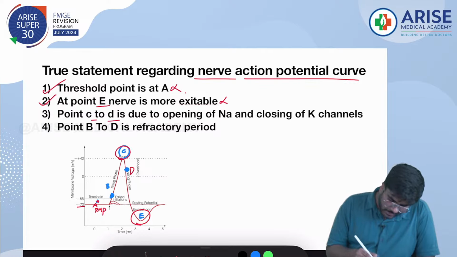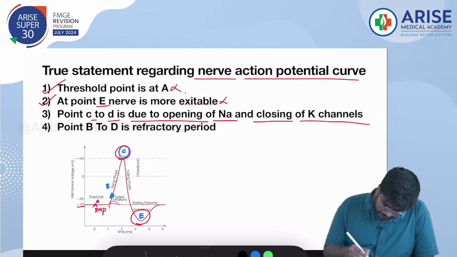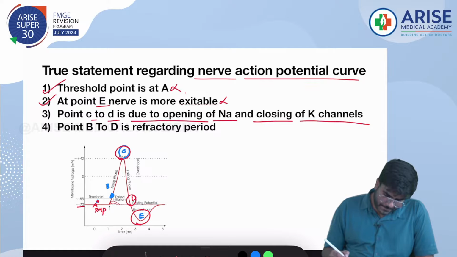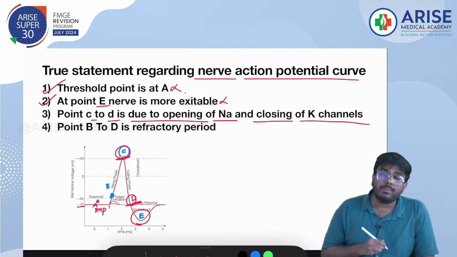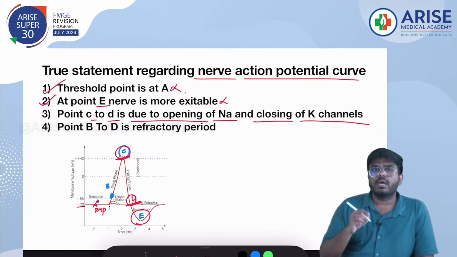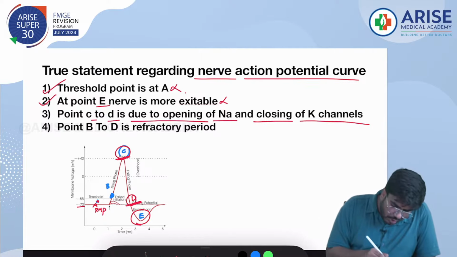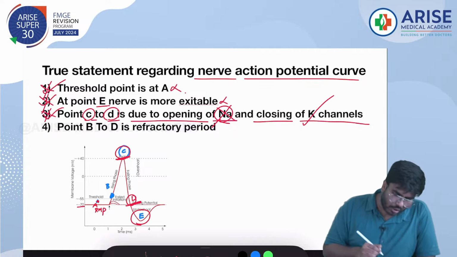Let's keep D here. So C to D is the phase of repolarization, you know it. Repolarization means potassium channels should be open, potassium should be going out. So this is wrong. Point C to D is due to opening of sodium? No, it is due to opening of potassium. So this is also a wrong statement. All these three are wrong.